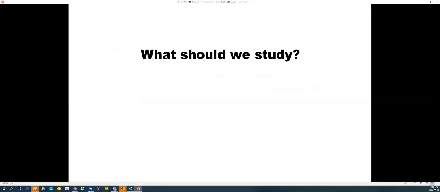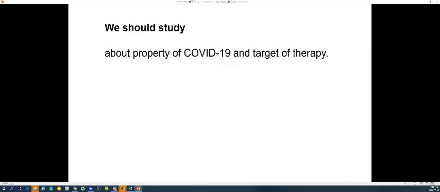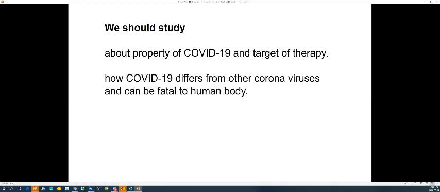What should we study? So the answers were much shorter. Here are some suggestions. Property of a coronavirus. Target of a therapy. Okay, sounds good. How is this virus different from other viruses, other coronaviruses, or maybe other life forms? This is a good material we can think about. Then we can understand better what the unique part of this coronavirus is and why it is difficult to handle these kinds of issues.